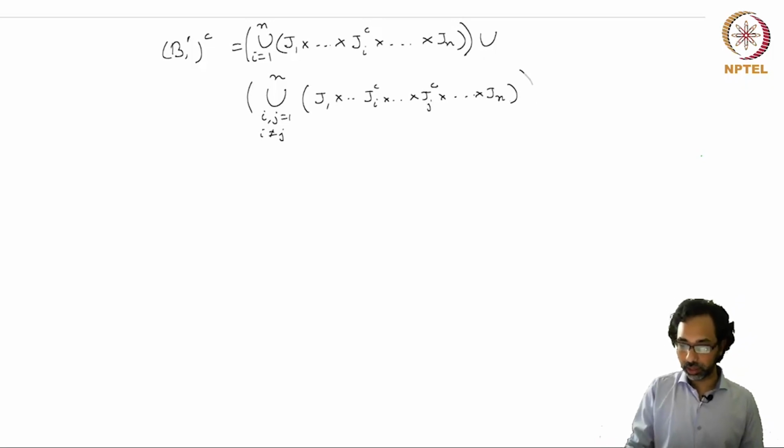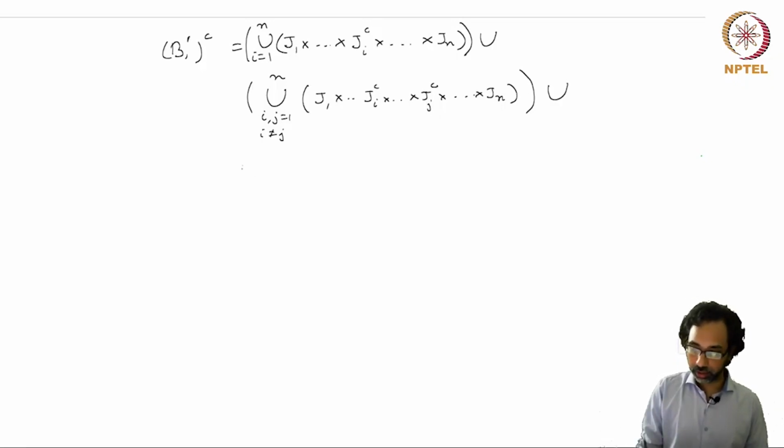So here we are assuming i not equal to j, because if i equals j then you will just have one set. So this is for distinct coordinates i and j, and you will put a complement for each of the coordinates Ji and Jj.